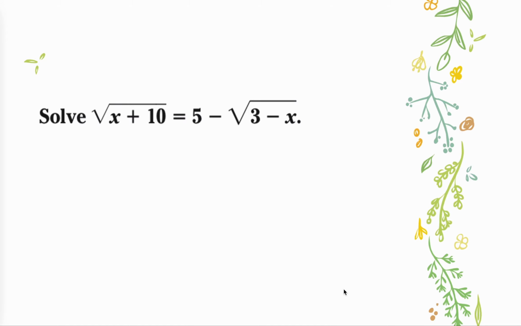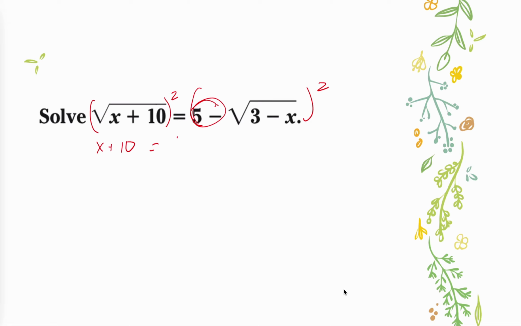So here, when we have the square root on both sides, if it was just the square roots on both sides, we'd just square both sides and square roots go away. The problem is going to be this minus 5. It's going to give us a little bit of trouble. So what we're going to do is we're going to go ahead and square both sides. And so this just becomes x plus 10.